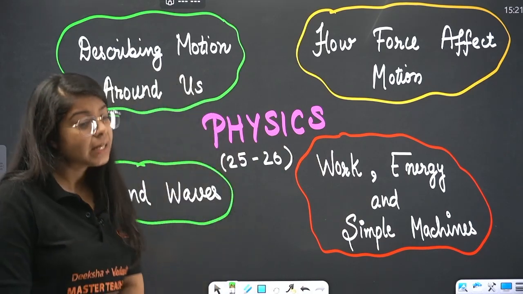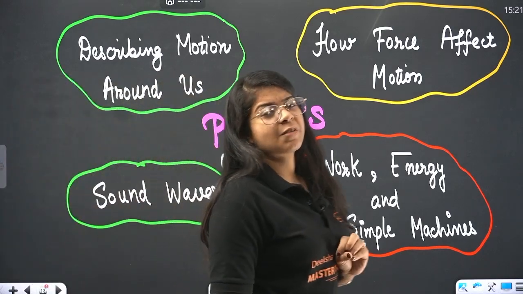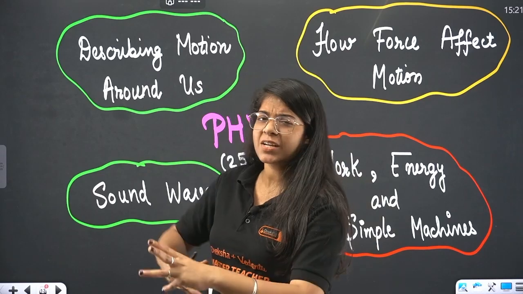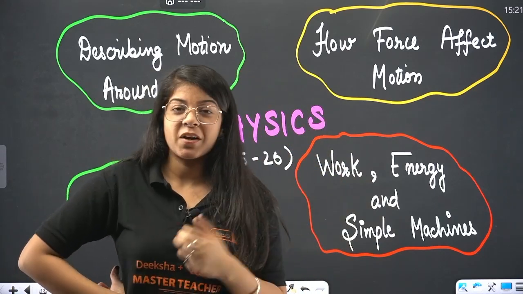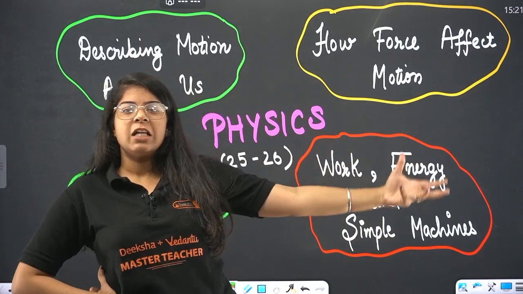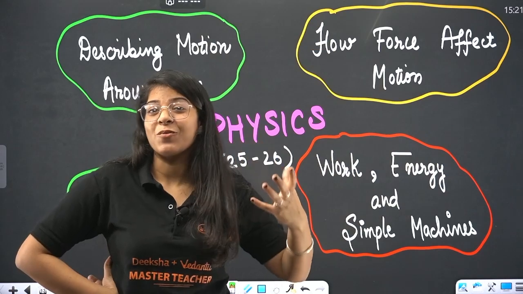Now sound waves is also a very easy chapter, a very small chapter, but still has a weightage of 3 to 5 marks. So it's longitudinal waves, transverse waves, a very pretty and very interesting chapter. How you study sound waves, you will see a different way of teaching, of hearing the sounds, right?